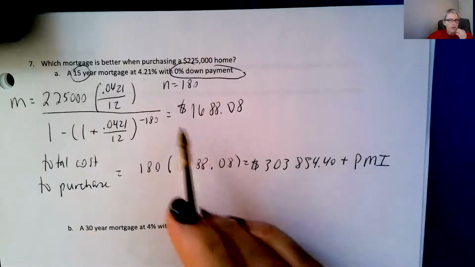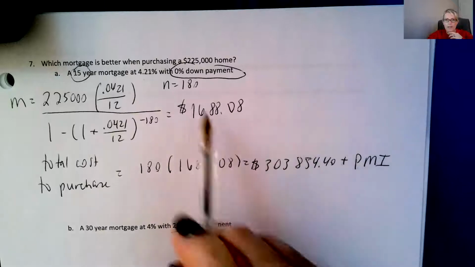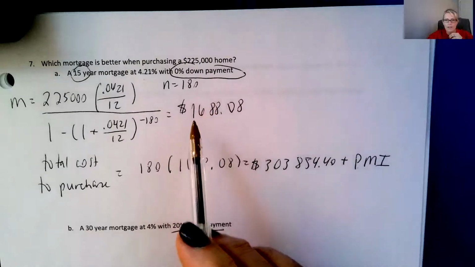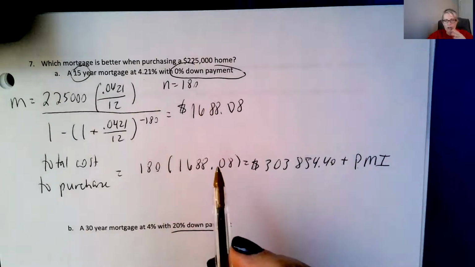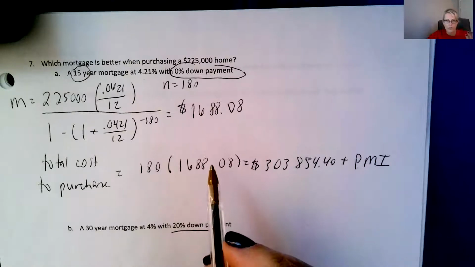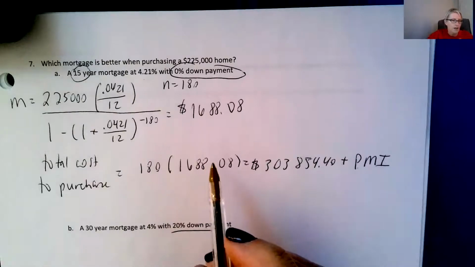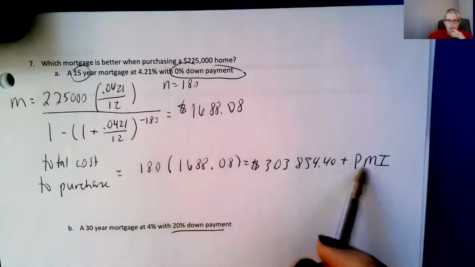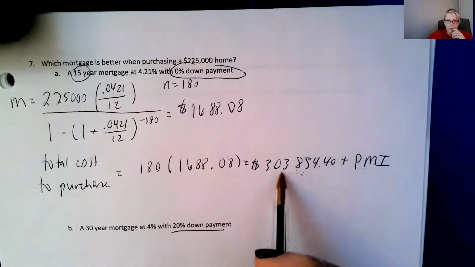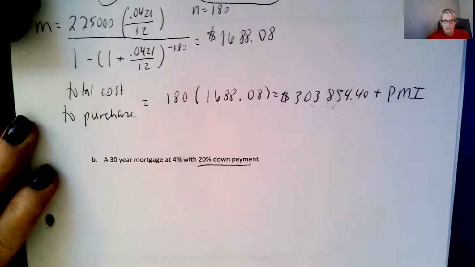So here they would have to pay PMI until they get down to that 20% down value, which is called the loan to value ratio needing to be 80%, to not have to pay this PMI. So we don't know exactly what that would be. But let's look at the other mortgage.